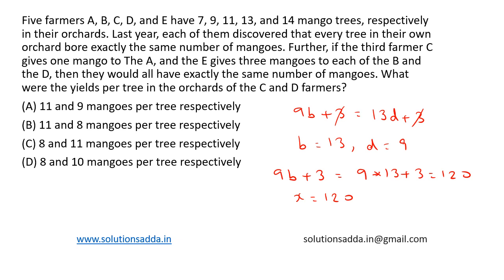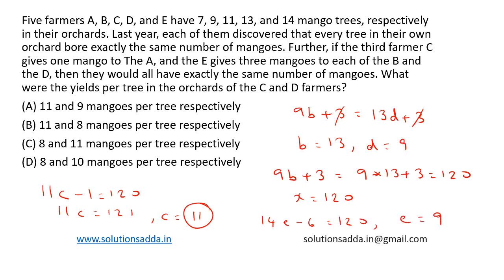After substituting the value of X, we find that 11C minus 1 is equal to 120. 11C is equal to 121. C equal to 11. C represents the third farmer. Similarly, for the fifth farmer, 14E minus 6 is equal to 120. Solving, we get E is equal to 9.